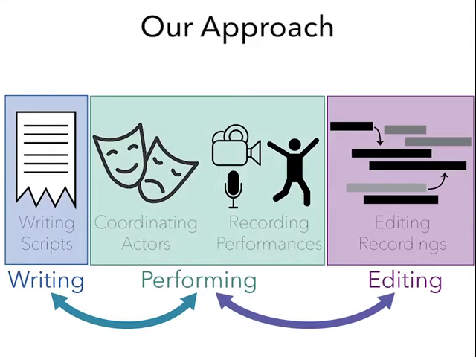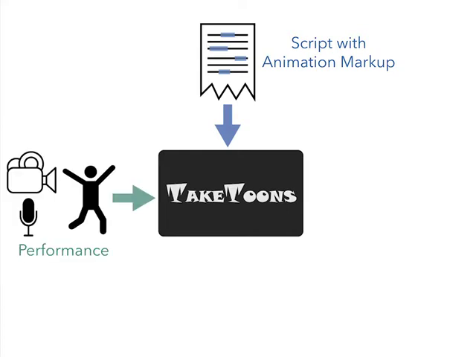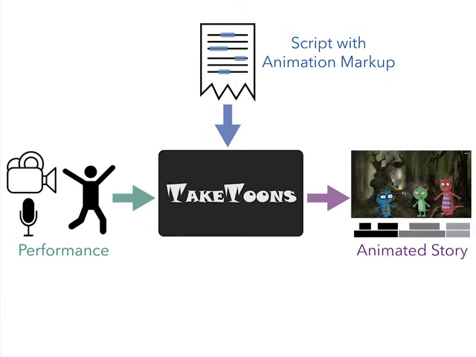We propose an approach for creating animated stories that integrates and interleaves writing, performing, and editing. In our system, TakeToons, the user starts by writing a script, the natural first step in the process. Unlike standard scripts, TakeToons allows users to add markup that indicates when animated events occur within the dialogue. As the user reads and acts out the script, TakeToons automatically generates animation from the performance and edits the footage together.